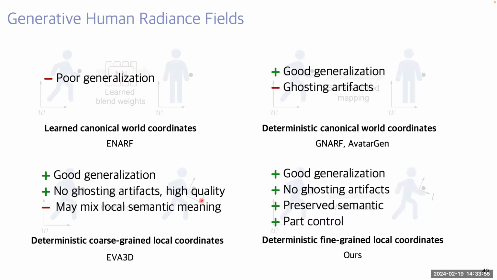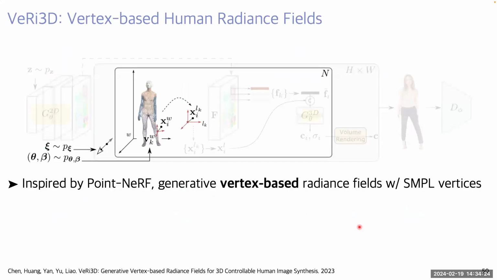So what we did is very similar in the idea of mapping to local coordinates, but we used a more fine-grained local coordinate system based on the vertices of SMPL. This also allows for good generalization and removes ghosting artifacts. Because we have this fine-grained coordinate system, it allows us to preserve the semantic information better. Additionally, we show that we can perform part control. And the idea is quite straightforward.